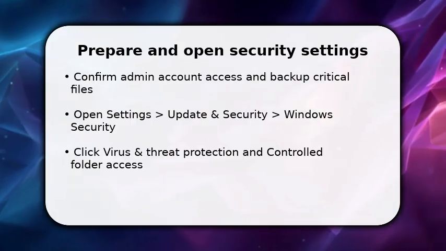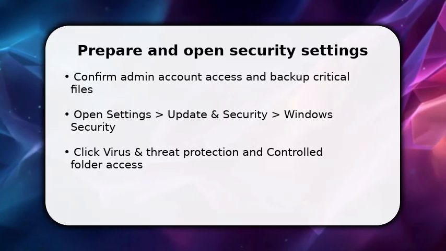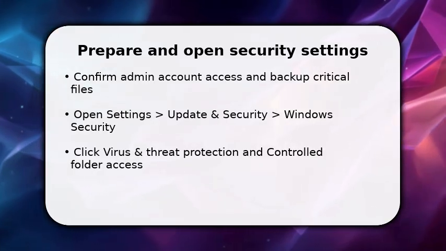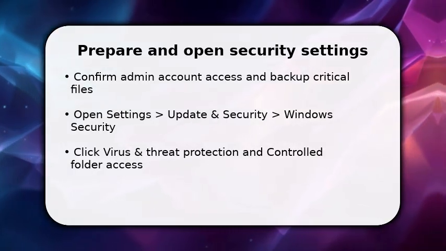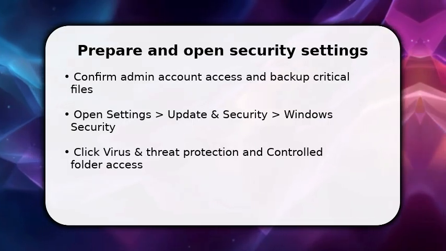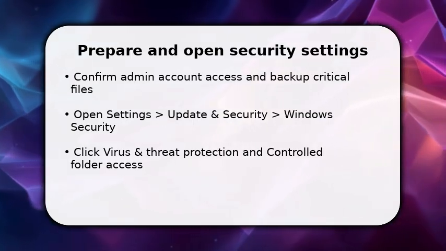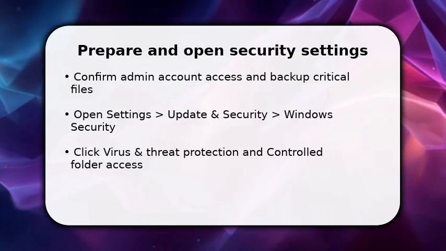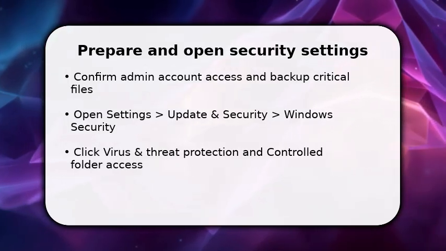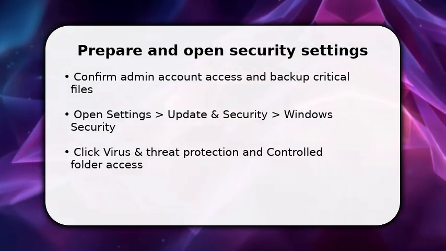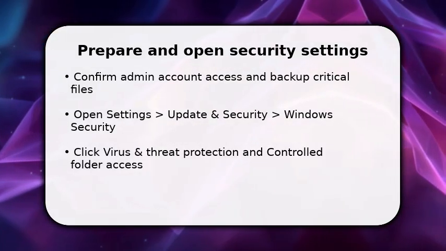You start by confirming you have admin rights because changing protections requires them. Once done, open Settings, go to Update and Security, then Windows Security to centralize controls. You'll navigate to Virus and Threat Protection and then the controlled folder access area so Windows won't silently block installers.